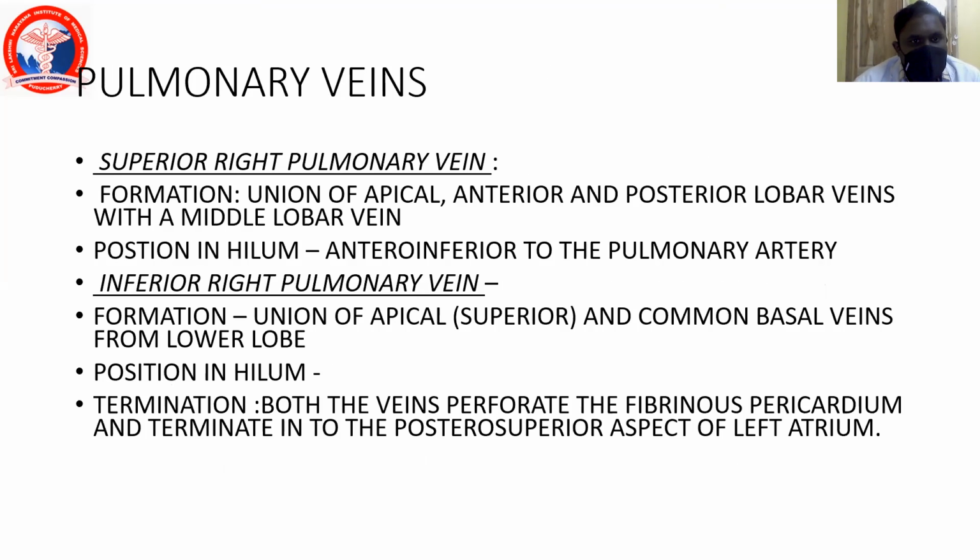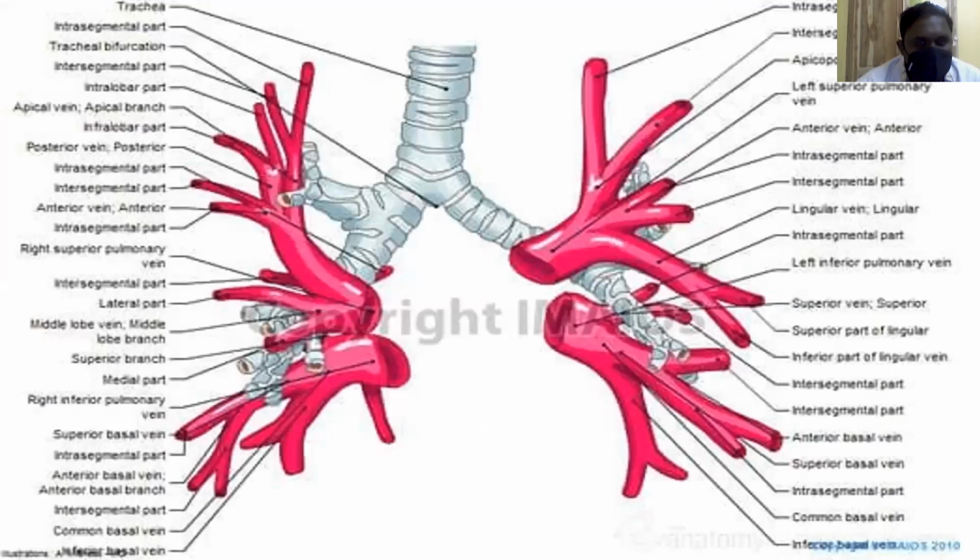Pulmonary veins. Superior right pulmonary vein, formation: union of apical, anterior, posterior lobar veins with the middle lobar vein. Position in hilum: anterior, inferior to the pulmonary artery. Inferior right pulmonary vein, formation: union of apical and common basal veins from lower lobes. Position in hilum. Termination: both the veins perforate the fibrous pericardium and terminate into the posterior superior aspect of left atrium.